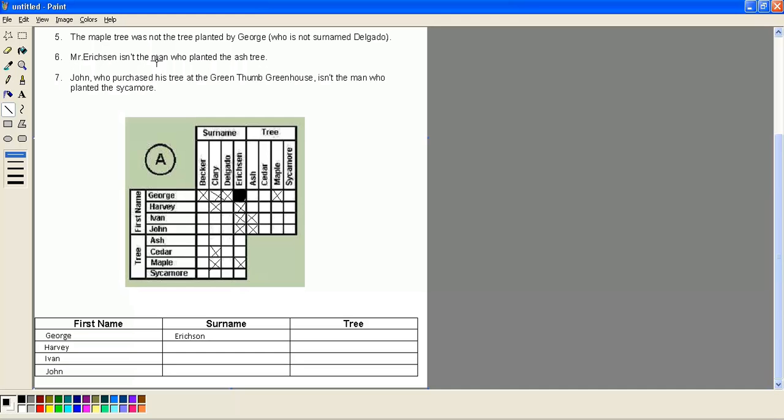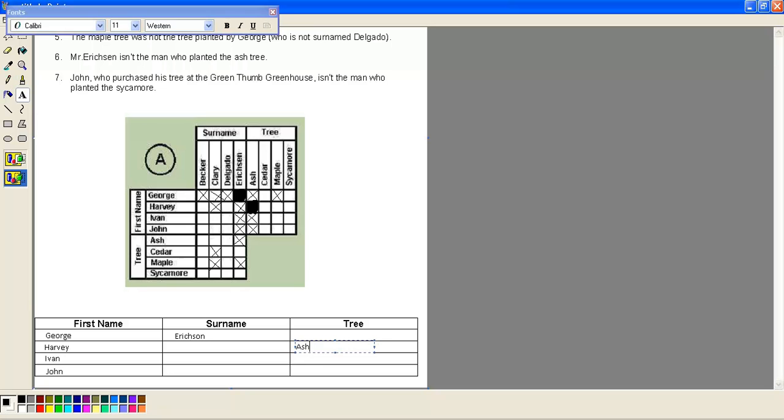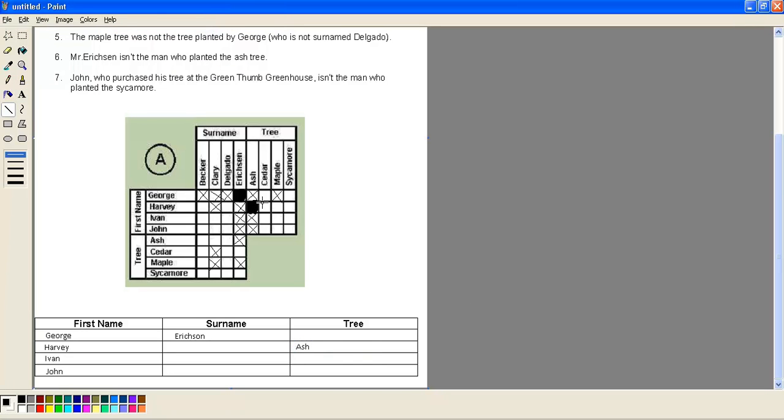Mr. Erickson is not the man who planted the ash tree, so Mr. Erickson did not plant the ash tree. And again, George and Mr. Erickson are the same person, so George did not plant the ash tree. And now we have only one option left for trees, so that means that Harvey planted the ash tree. So I can fill in that box there. I know that Harvey planted the ash tree. And because Harvey planted the ash tree, it means he didn't plant any of the other types of tree. So I can fill in those X's there.